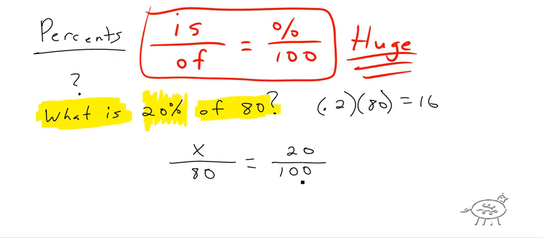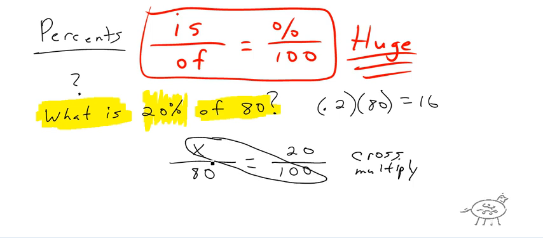Okay? And then there's something that you really haven't learned yet, we'll get into that later, something called cross multiply. And we'll talk about that later in this class. But cross multiply, you multiply that together, and you multiply that together.